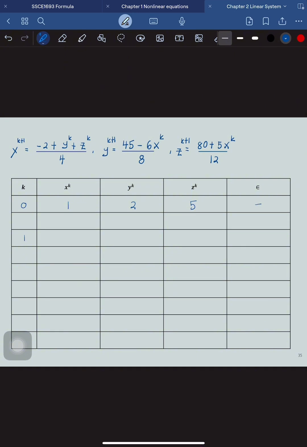So for the first k, we use this formula to find the value of x: negative 2 plus 2 plus 5 divided by 4, which is 1.25. Okay, for y we have to use this formula: 45 minus 6 times x, where x is 1.25, and then divided by 8. So the answer is 4.875. And for z, we use this formula: 80 plus 5 times x, where x is 1.25, divided by 12.